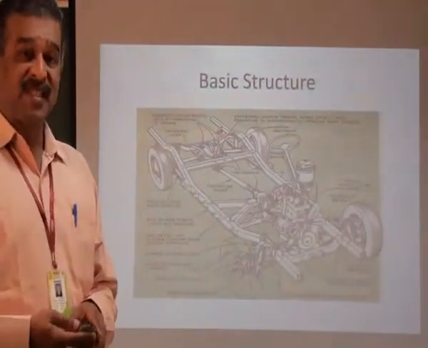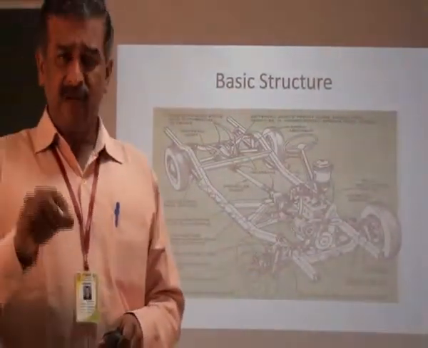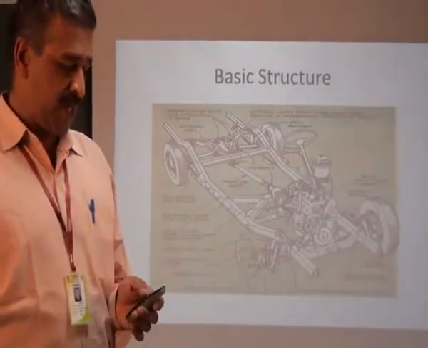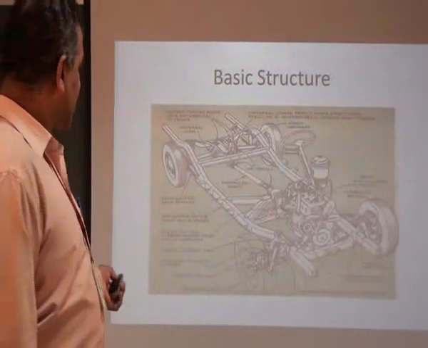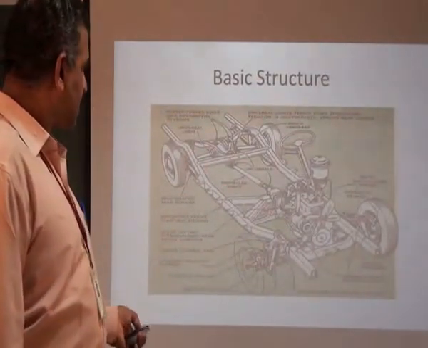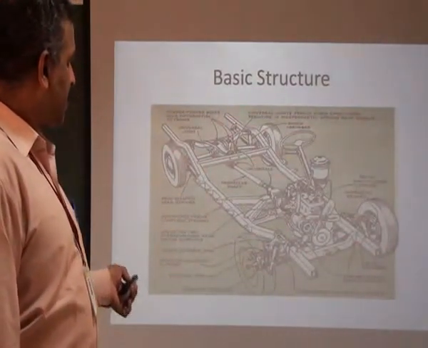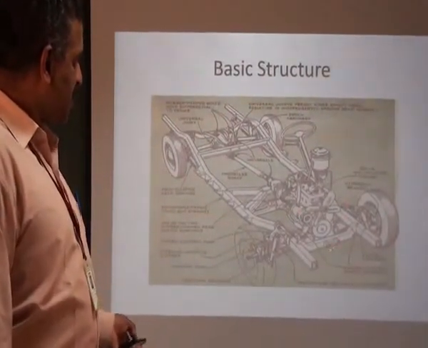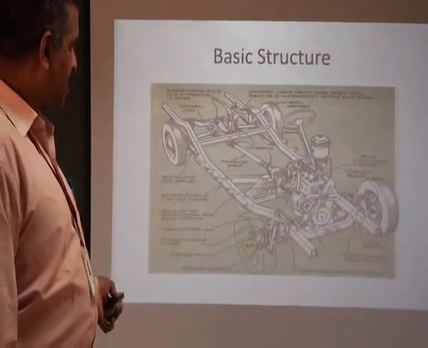When we talk about the basic structure, I told you it's a chassis. I have already shown it in a SUV. Here in this diagram, this is the chassis. It's one of the old type vehicles. Over the chassis, only the engine and the transmission are fitted.